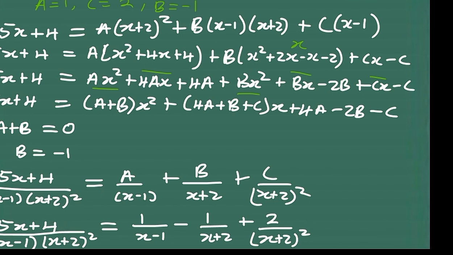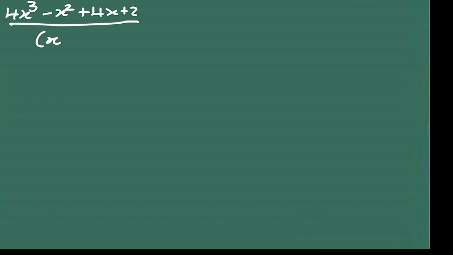Now let's try another example with a quadratic repeated factor. So if we have a question, 4x cubed minus x squared plus 4x plus 2, all divided by x squared plus 1 all squared. So we have to decompose this expression.